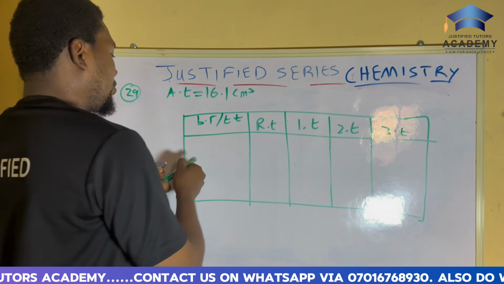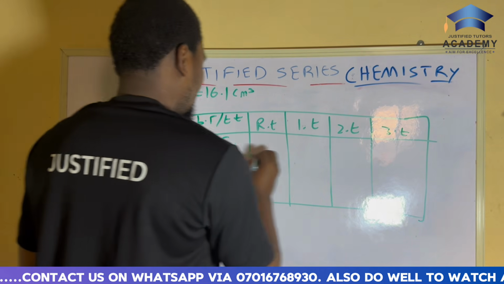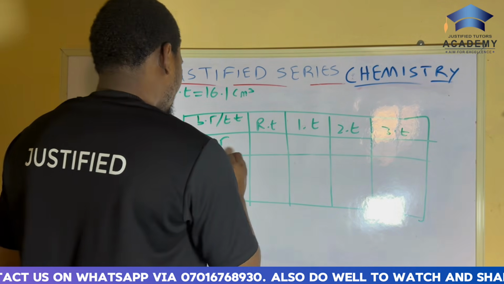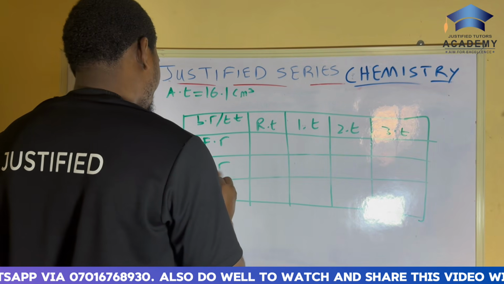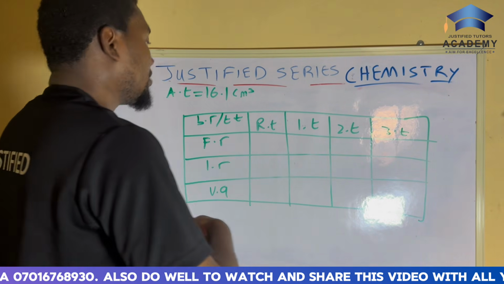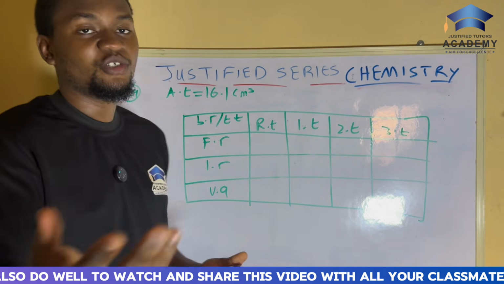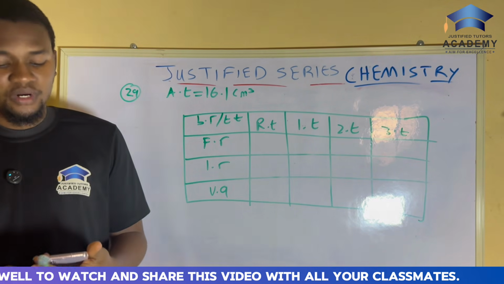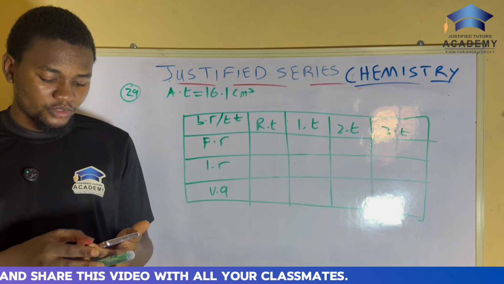What do we have here? We have final reading, initial reading, and then our volume of acid, right? So now, 16.1. Ask yourself, what do you think will give you 16.1?